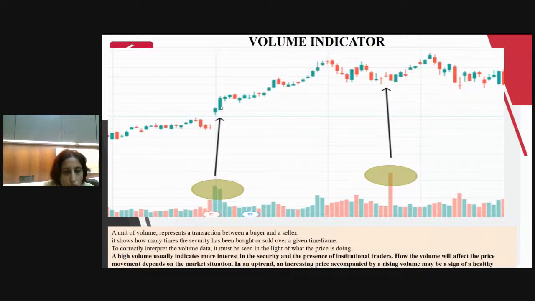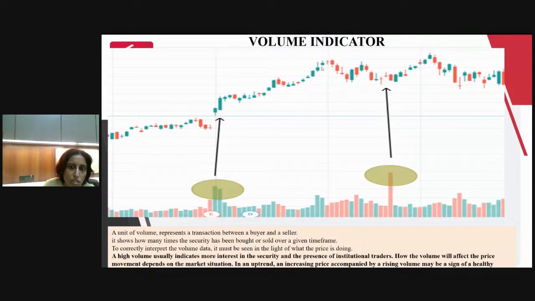Now, to correctly interpret the volume data, it must be seen in the light of what the price is. So, a high volume, as you can see over here, is also coupled with an increase in price. Higher volume with an increase in price is indicative that from there on, the market is going to go upwards. So you have to see the volume coupled with the price. As indicated in this particular chart, if the volumes are going up and the prices of that particular stock are also going up, then it indicates that the prices are going to go much higher from there on, and that is what we get to see.